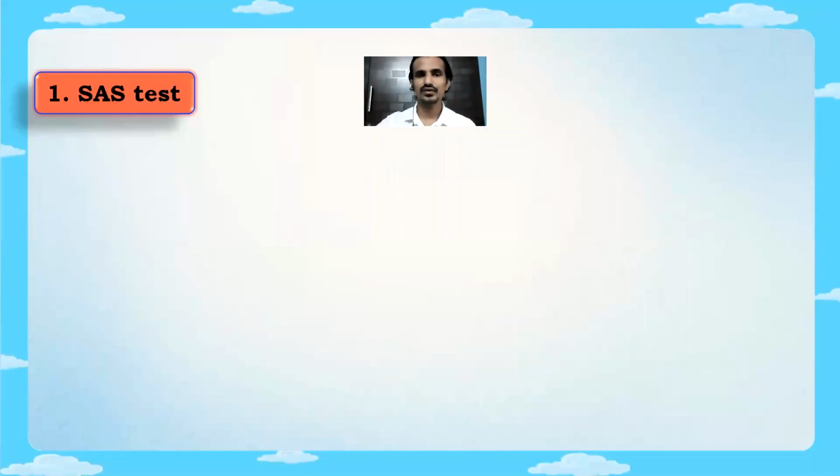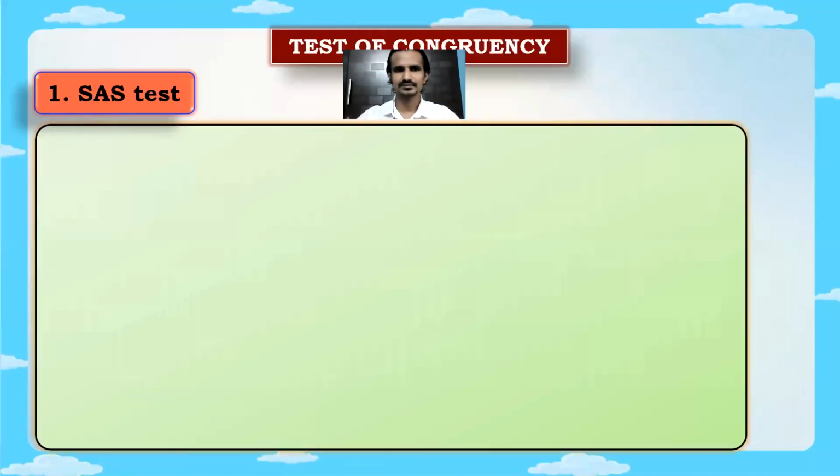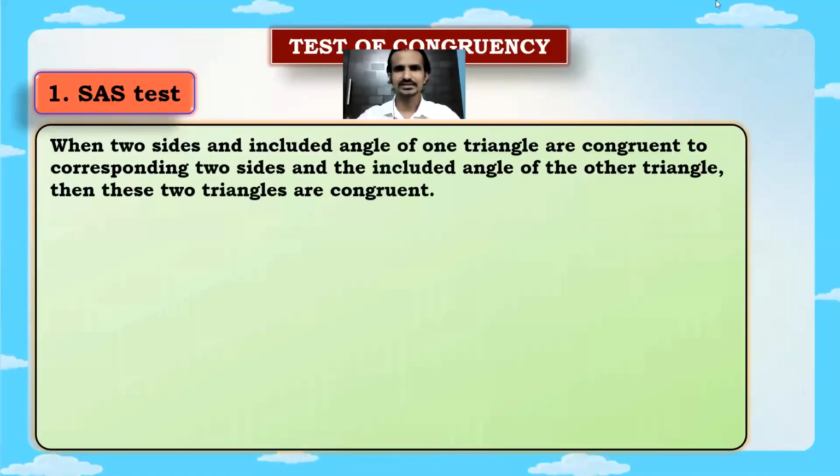All right. So the first test that we saw was the SAS test. What happens in the SAS test is: when two sides and the included angle of one triangle are congruent to the corresponding two sides and the included angle of the other triangle, then the two triangles are congruent. That is the SAS test. As the name suggests, SAS means side angle side. So we need to have two pairs of equal sides and one pair of equal angles.